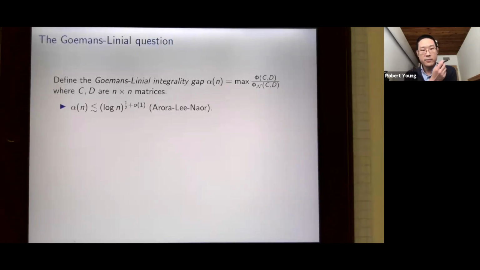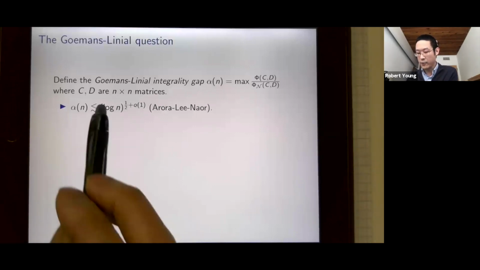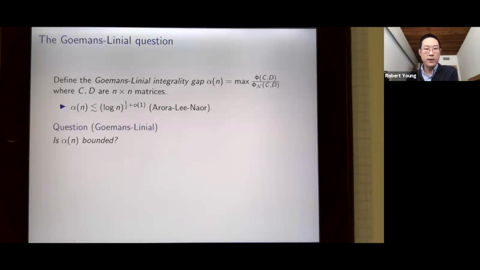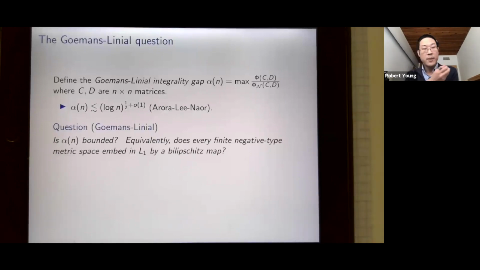Arora, Lee, and Naor showed that alpha of n is bounded by log n to the power of 1/2 plus something that's little o of 1. So in particular, this is better than the integrality gap for minimizing over all metrics by at least a factor of root log n. And for a long time it was open whether alpha of n is bounded. Equivalently, because of this metric characterization, alpha of n being bounded would be the same as every finite negative type metric space embedding in L1 by a bi-Lipschitz map.